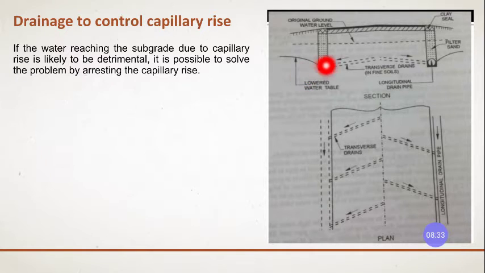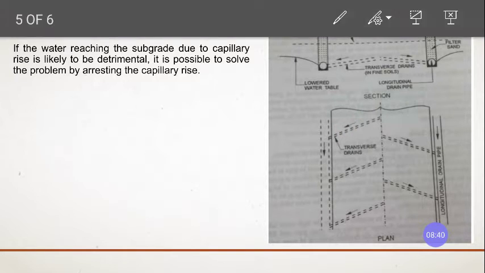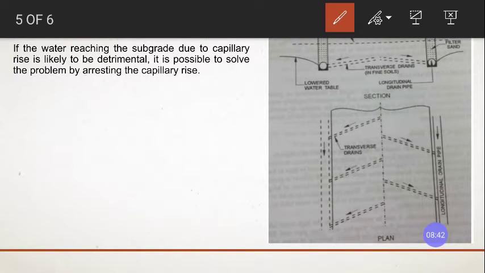If you can see here, we are going to provide the transverse drainage system. If the water is trying to move upwards in this direction, in the previous case, what was happening? The water was going upwards, but it was draining to this side because of the permeability of the soil. But here it is impermeable, so what we are going to do is provide the transverse drain.